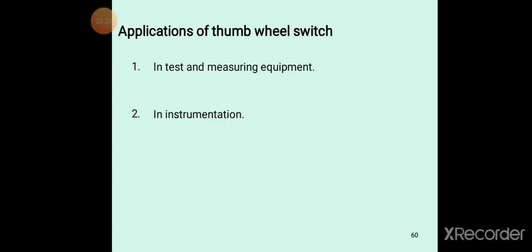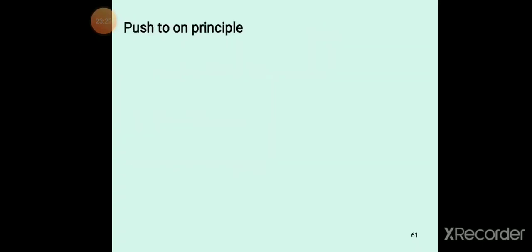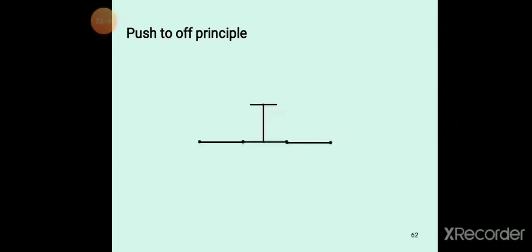Now we are going to discuss the symbols of the different switches. The first switch is push to on. Now we see here how it is pushed to on. Whenever we push, the contact will be closed. This is called an ISA symbol notation. When you press, it will be connected. Next one is push to off. You see here, initially it is connected. If you push, the contact will be open.